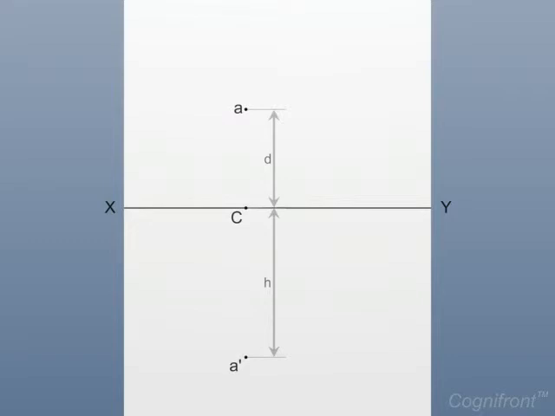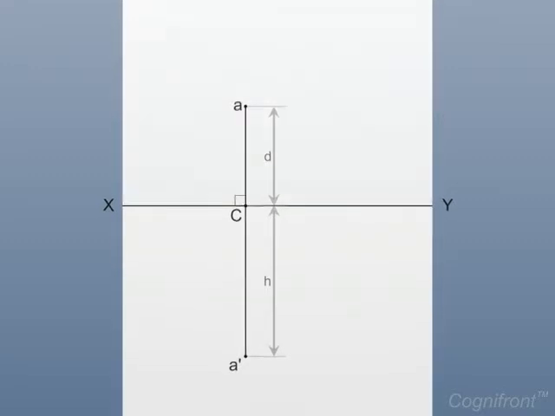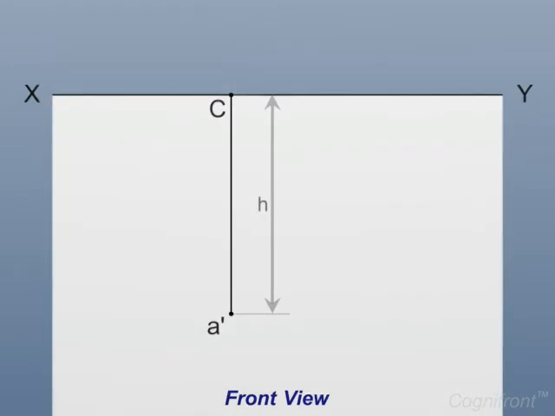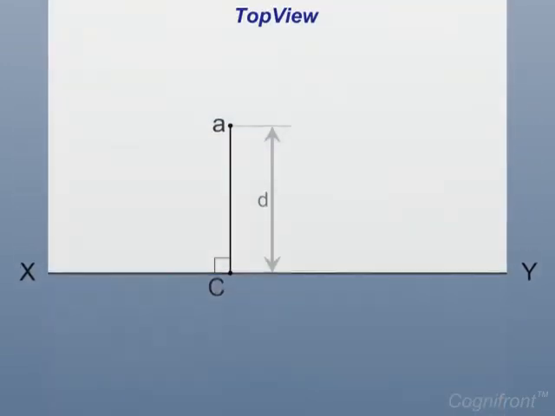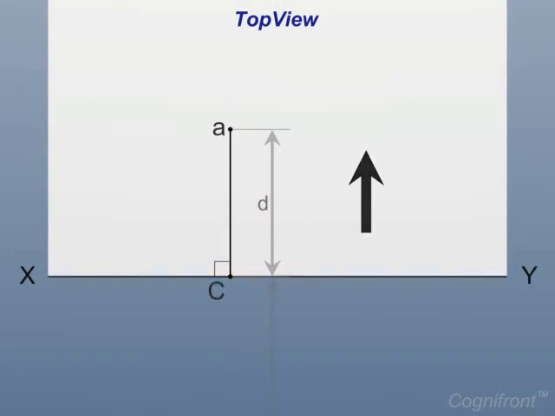The points A dash and A represent the images of the object on VP and HP respectively. The line joining A dash and A is the projector line and is perpendicular to the reference line XY. Observe, its front view will be lying below XY and top view will be above XY.